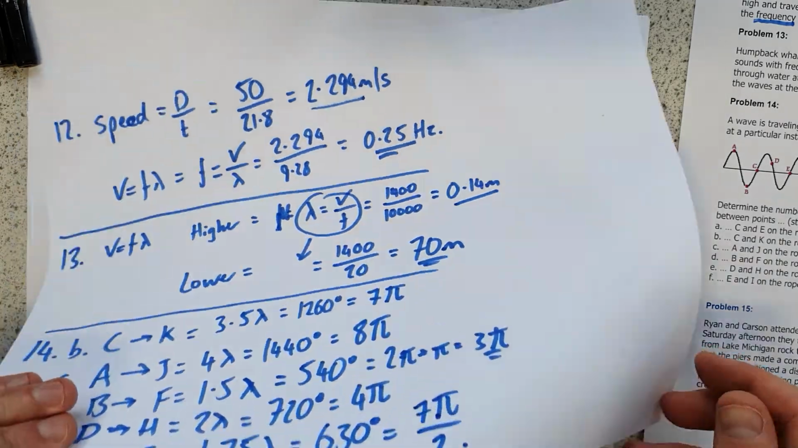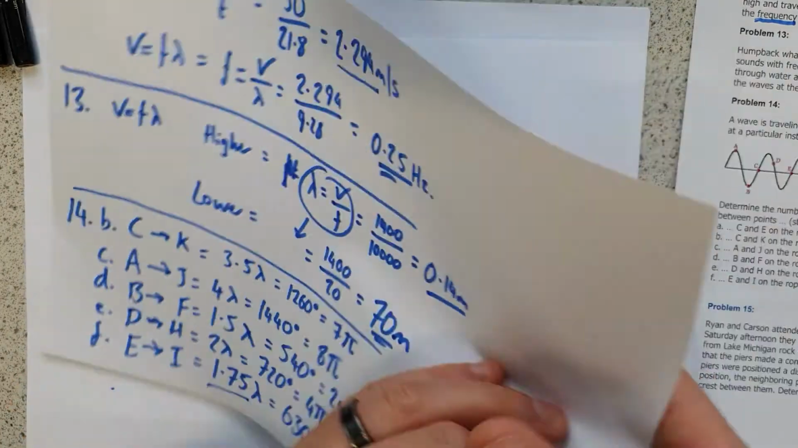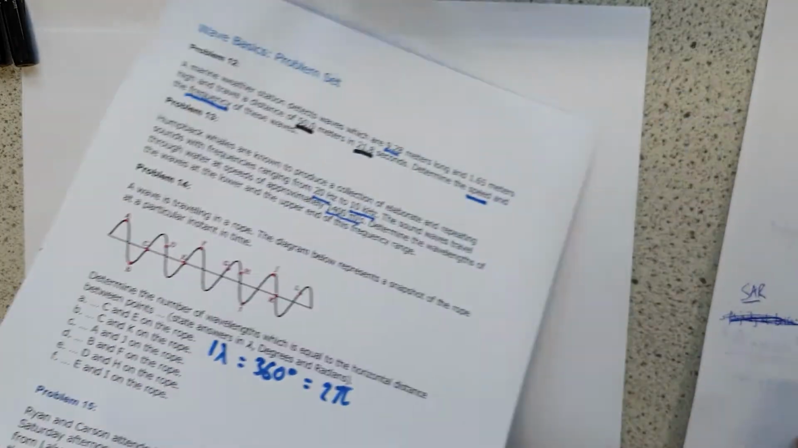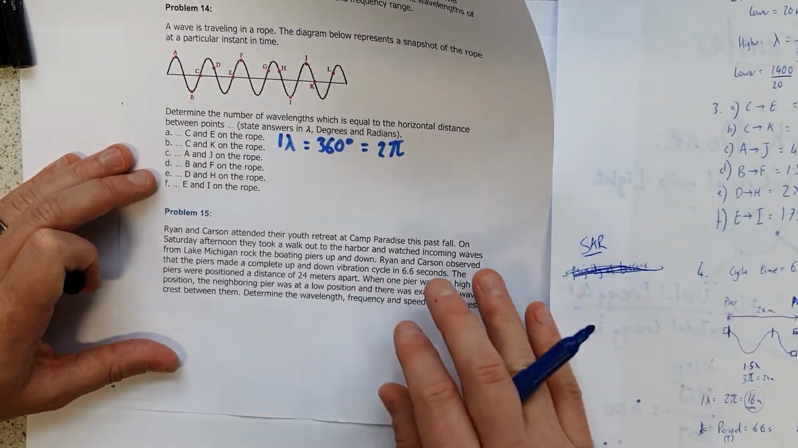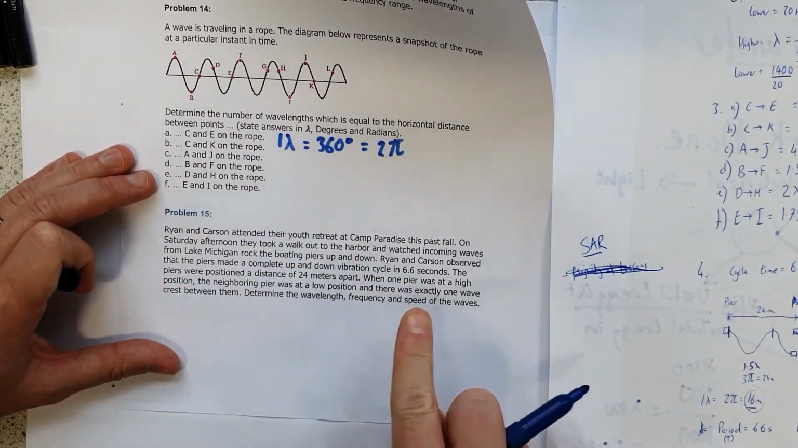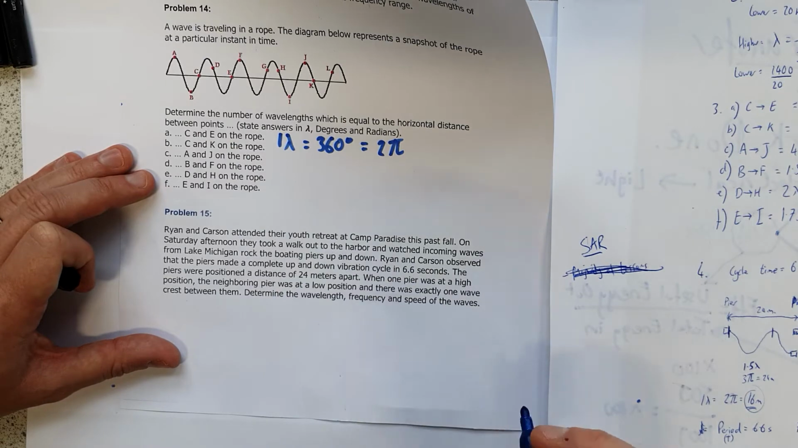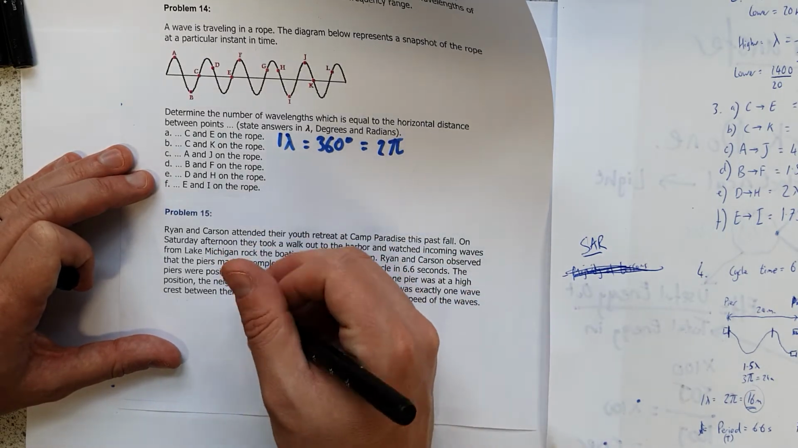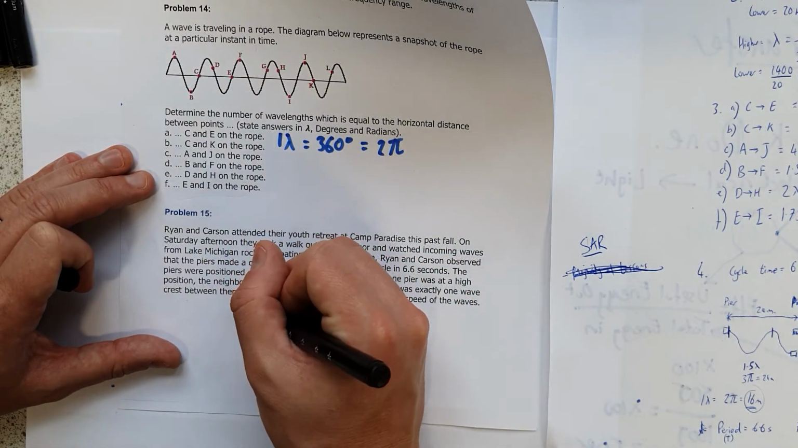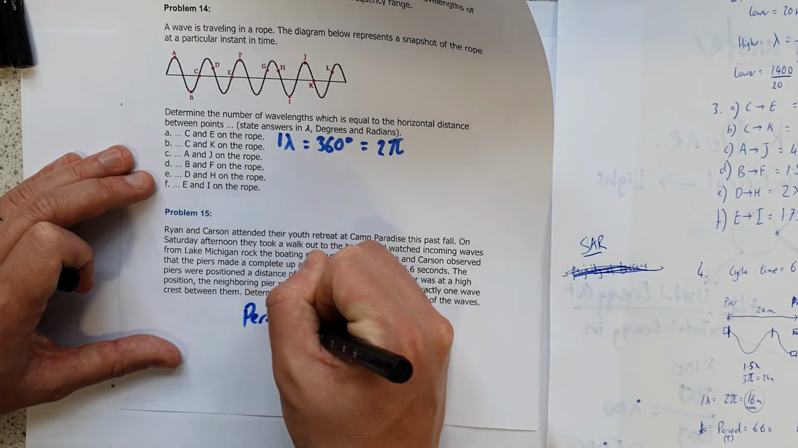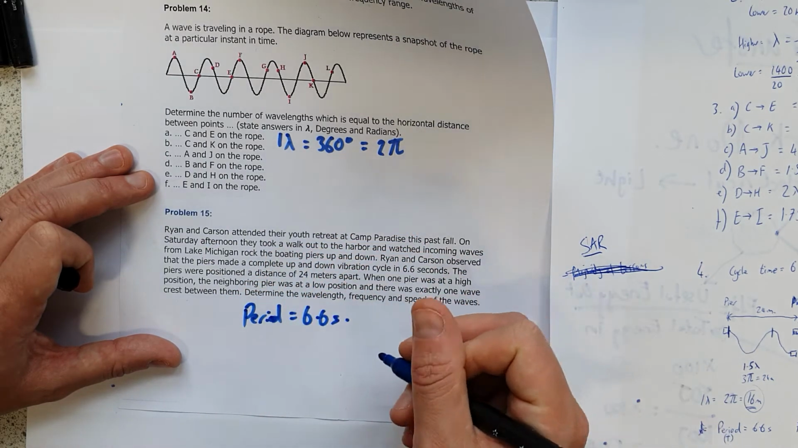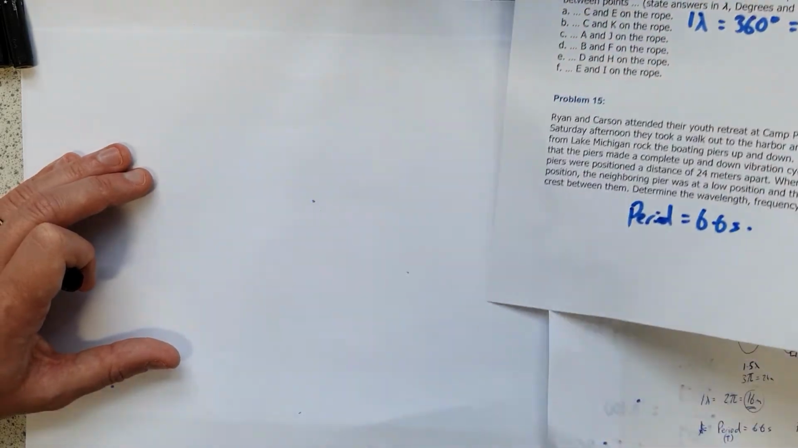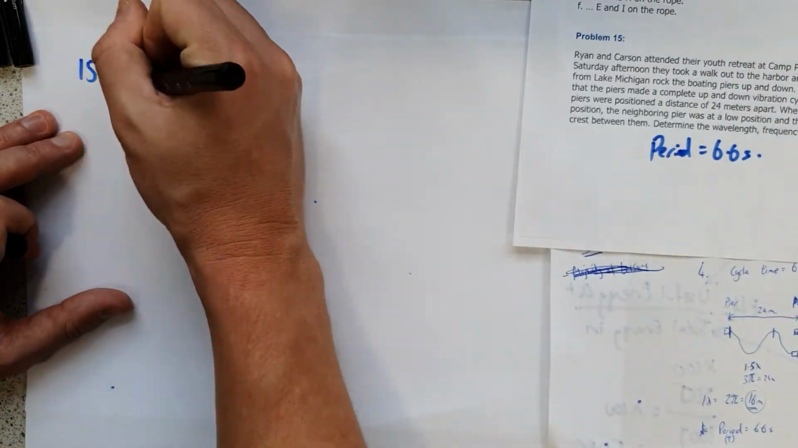Okay, and then we just come to the last question. That's the last question, number 15. This is quite a tricky question. So what I've done with this question is I write down the things I know. So I know the period is going to be 6.6 seconds. And the other thing I will do, in this case for 15, is I draw an image.